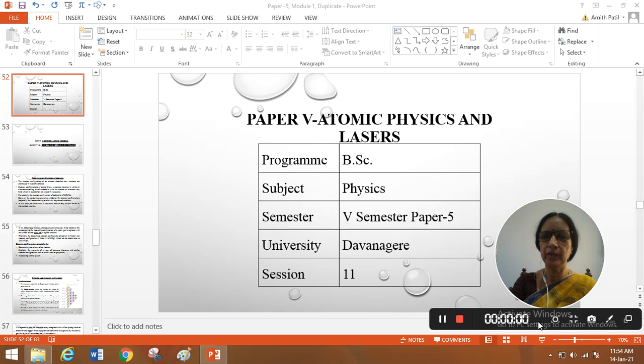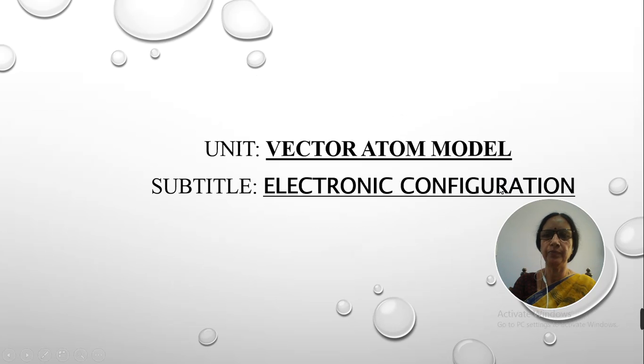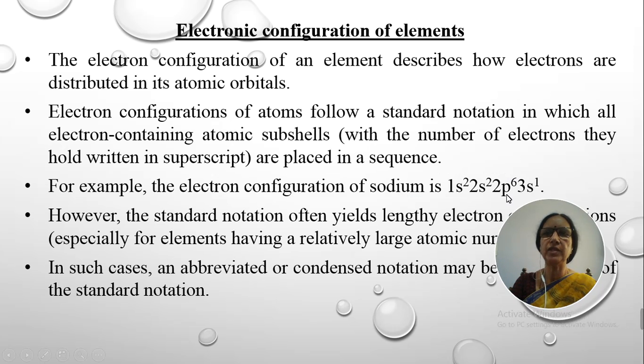Hello everybody. In this session, I'll discuss the electronic configuration of elements. Electronic configuration is the distribution of electrons in the main orbit, and in turn, it is in the suborbits also. Usually the electronic configuration of the elements is expressed in the form of a sequence.